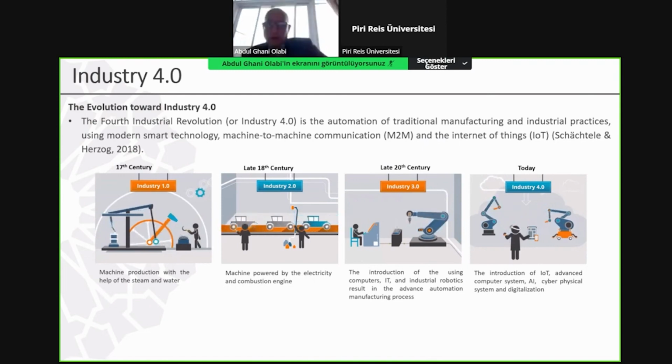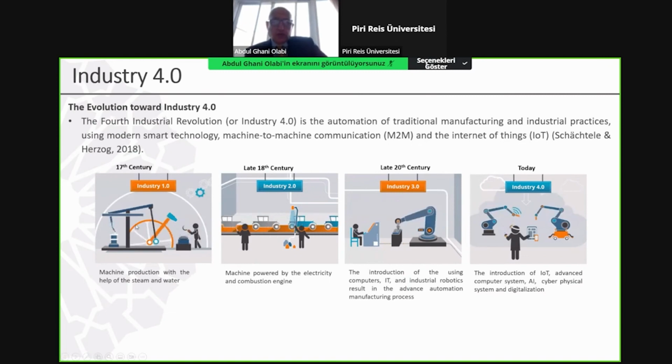So I will start my talk about digital twin. When we talk about digital twin, we always need to think about Industry 4.0. Now I will show you the connection between digital twin and Industry 4.0. As you know, Industry 4.0 started after the Industrial Revolution. Here we start with Industry 1.0, machine production with the help of steam and water.